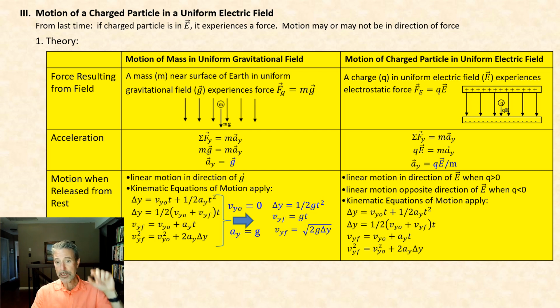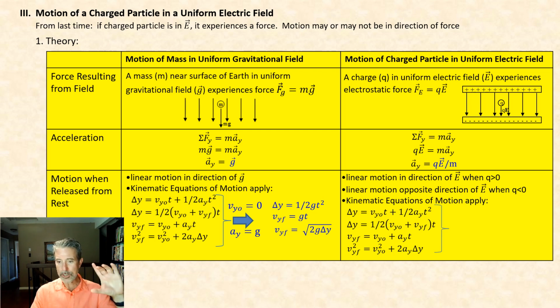Notice that the charged particle will move in the same direction as the electric field when the charge is positive, but it will move opposite the direction of the electric field when the charge is negative. So we have the two possible directions of motion, unlike for the case of the gravitational field. Okay, those kinematic equations are alive and well.